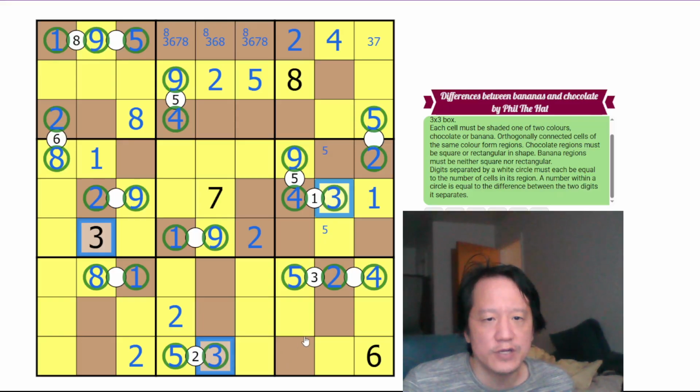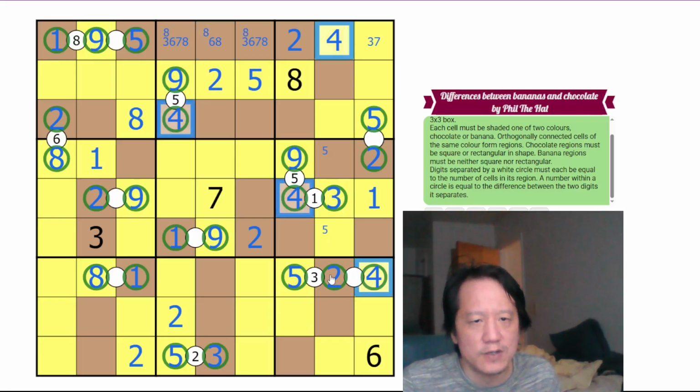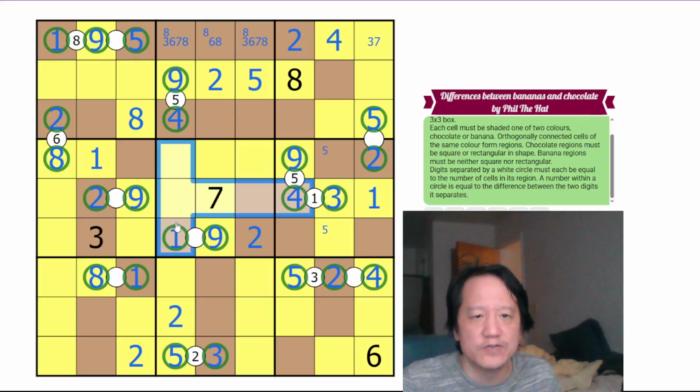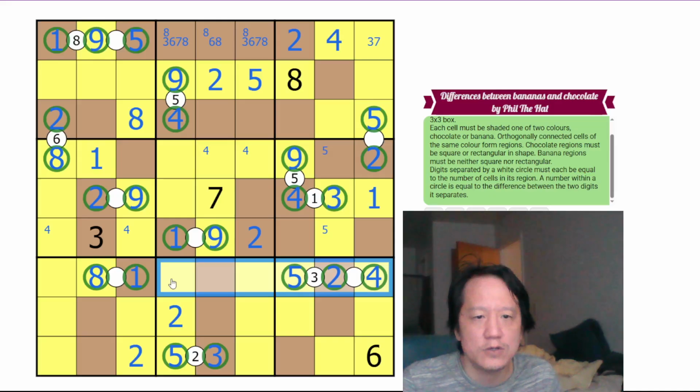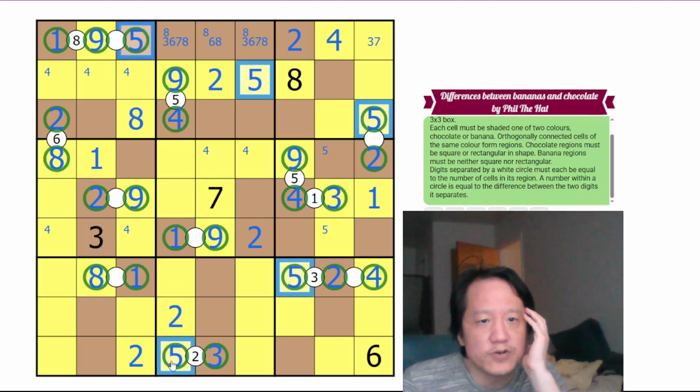So we have 3. 3 eliminates 3 being here. That's not helpful. 4. 4 cannot be here or here because in box 5, so 4 has to be one of these two, which means 4 in row 6 has to be one of those two. No 4 here, that's fine. 4 has to be one of these 3. That doesn't help us very much.